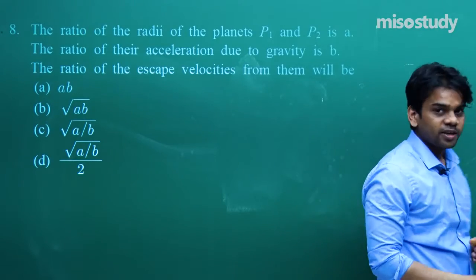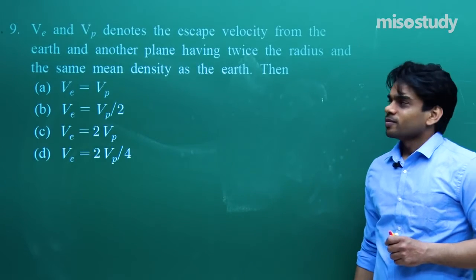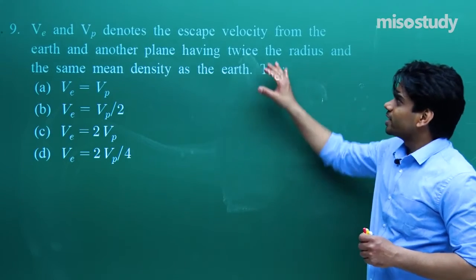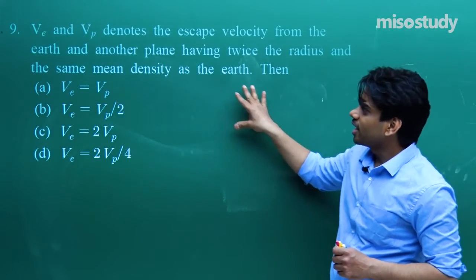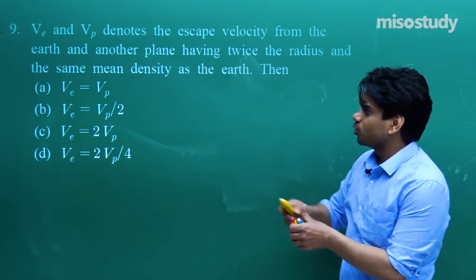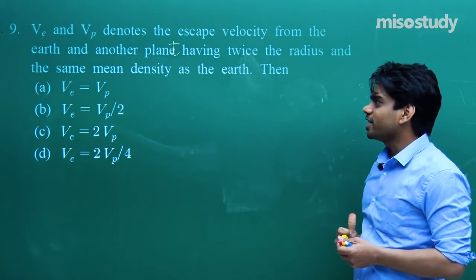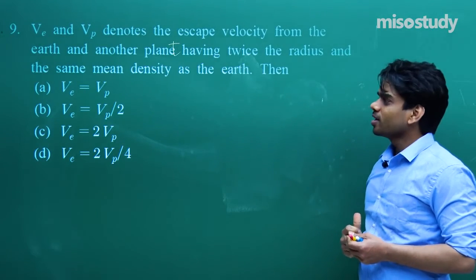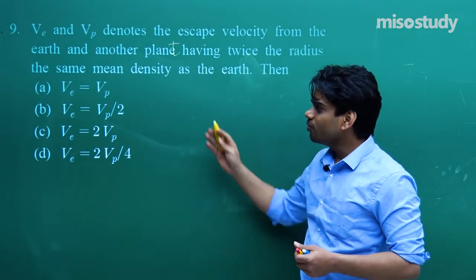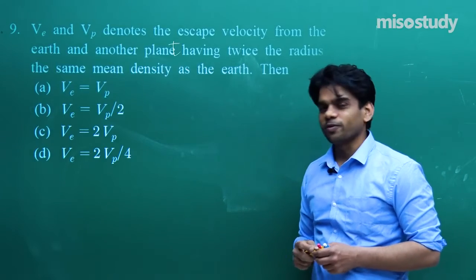The next question of the class we have, ninth one. V_E and V_P denote the escape velocity from the Earth and another planet having twice the radius and the same mean density as the Earth. Then: A, V_E equals V_P; B, V_E equals V_P by 2; C, V_E equals 2 V_P; D, V_E equals 2 V_P by 4.